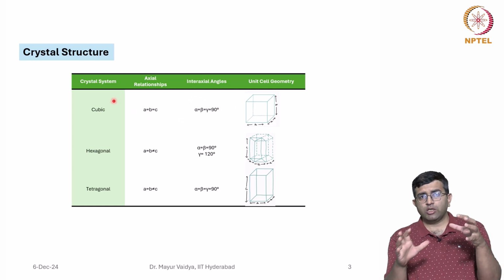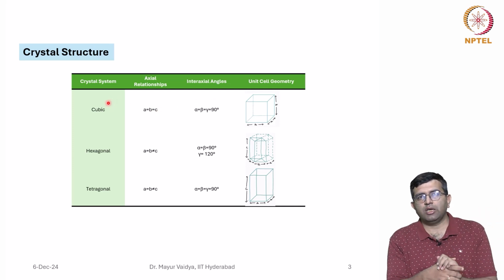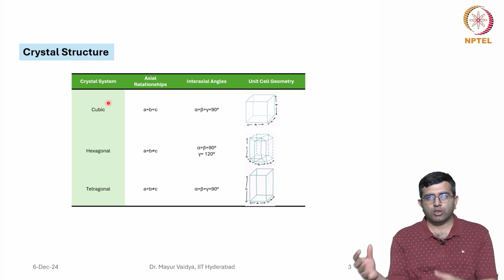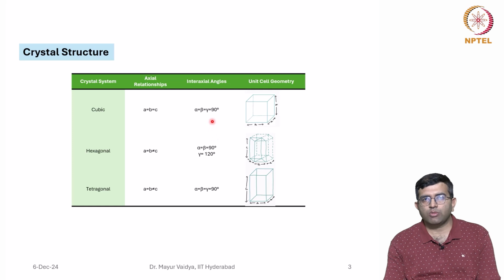I am not going very deep into everything because that is a separate subject in itself, but just to give you a brief overview so that when we use this in our lectures on diffusion mechanisms, you are already aware of it. So, for example, cubic is the structure with the highest symmetry, where you have a equal to b equal to c, and alpha equal to beta equal to gamma equal to 90 degrees. So all the angles are 90 and all the sides are equal.